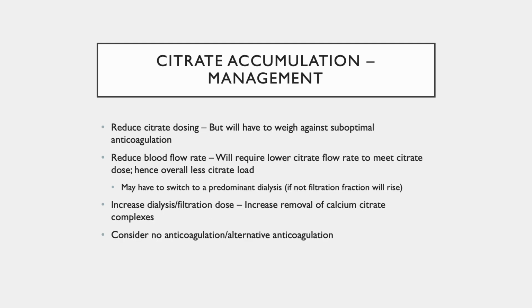And finally, how do we manage this problem? There are a few strategies. Firstly, we can reduce the overall citrate dose, but the dose of citrate is what determines adequate anticoagulation. If we reduce the dose, then we may have suboptimal anticoagulation, and this may result in filter clotting. Other things that we can do would be to reduce the blood flow rate. As we recall, the citrate dose is coupled to blood flow rate and the delivered citrate flow. So if we reduce the blood flow rate, the amount of citrate that needs to be administered is less, and there's an overall less citrate load that the patient has to metabolize.